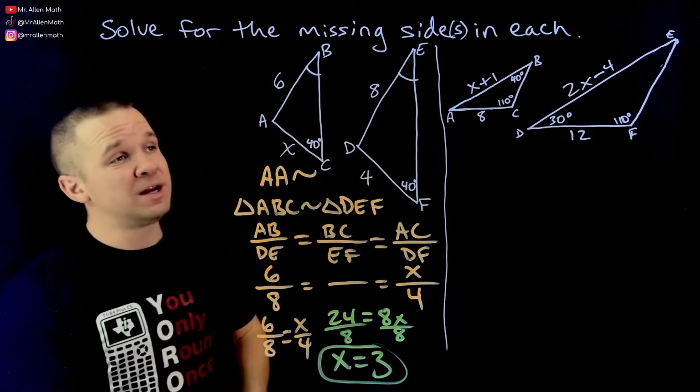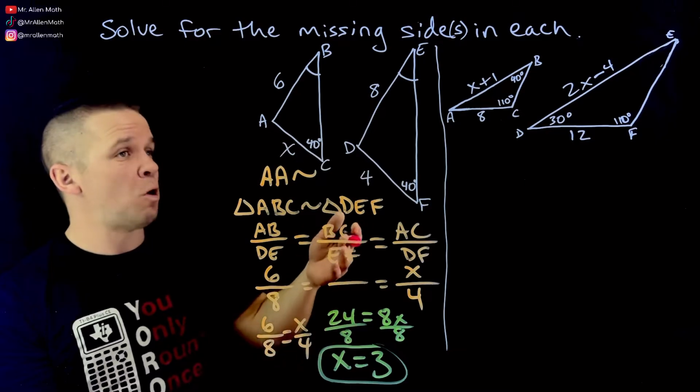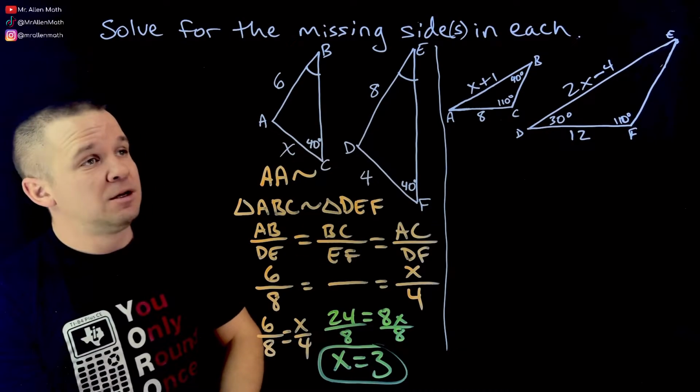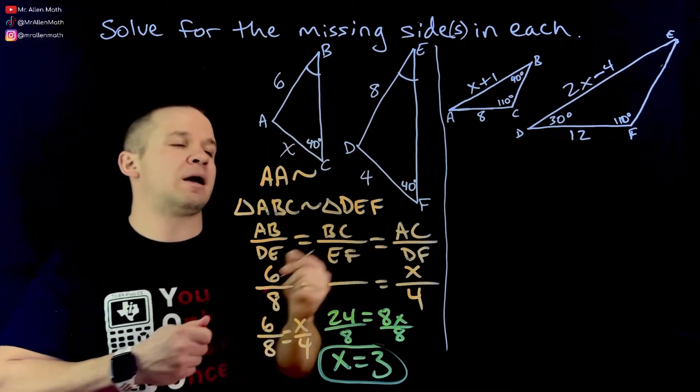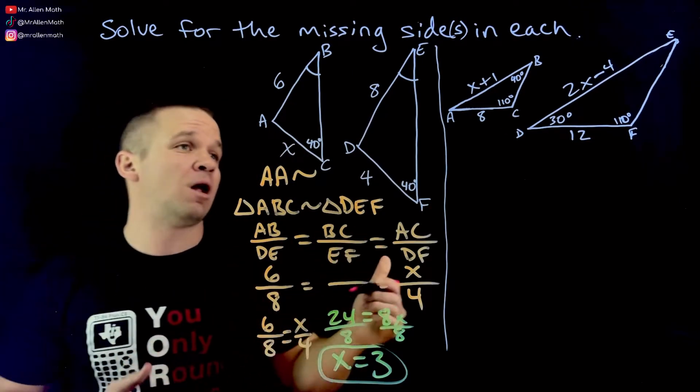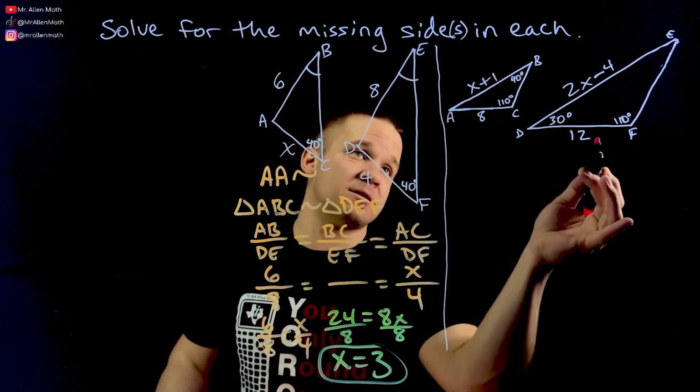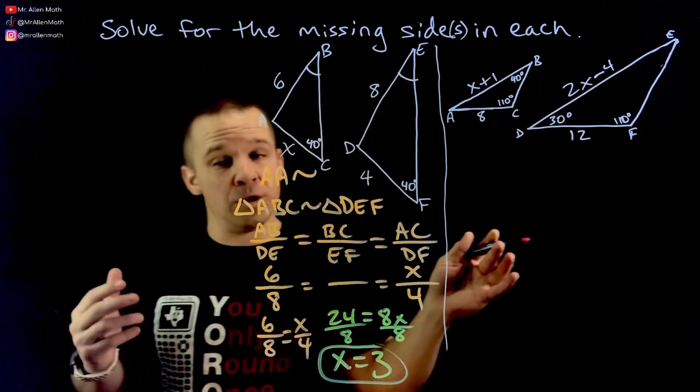Oh, boy. We got a couple expressions that we're dealing with. X plus 1, 2x minus 4. I'm going to have to plug back in at the end to get those sides right there. So let's get to work. All right, first up, are these even similar? Well, I've got 110, 110, so that's good. But then I got 30 and 40. Those are not the same.